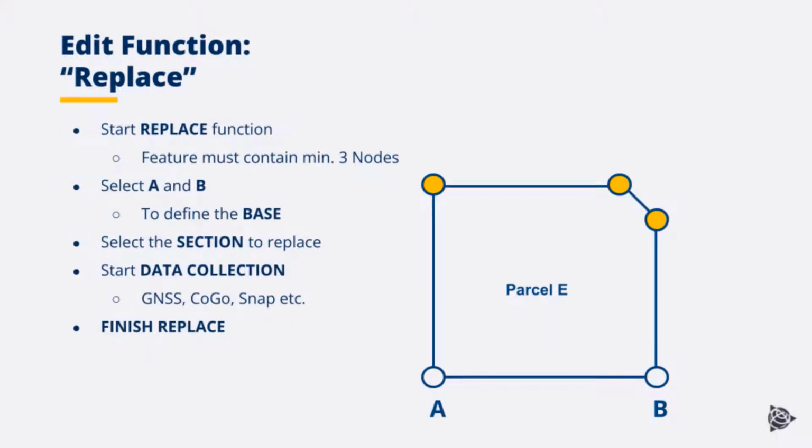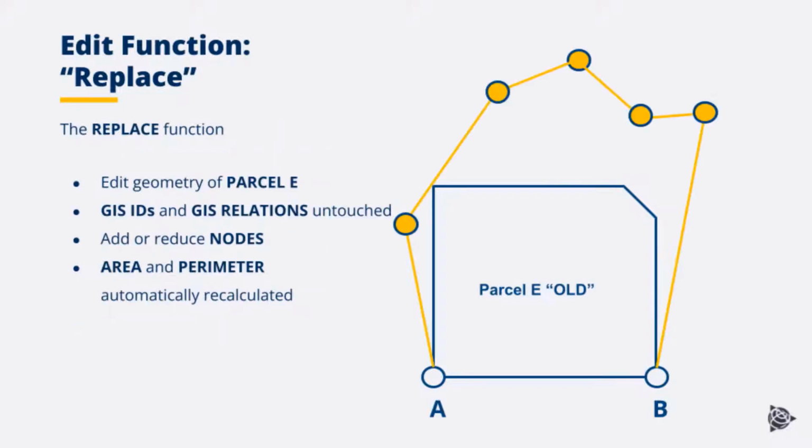We select the base AB and now we can capture the new section with functions like GNSS, Pogo or Snap. We are able to edit the geometry of a GIS feature, add or reduce nodes in the geometry.